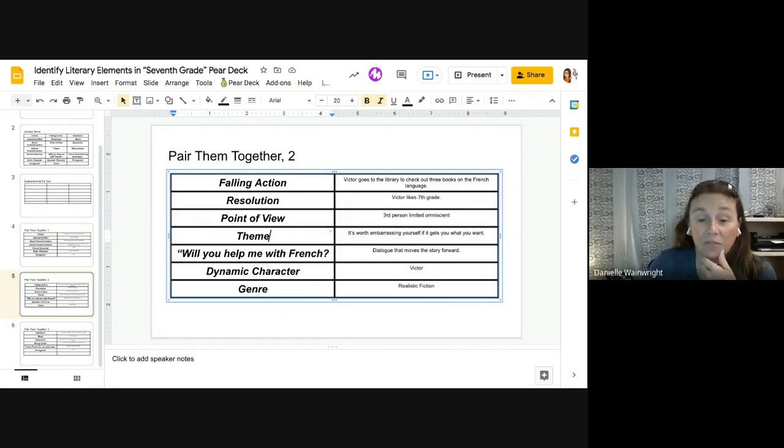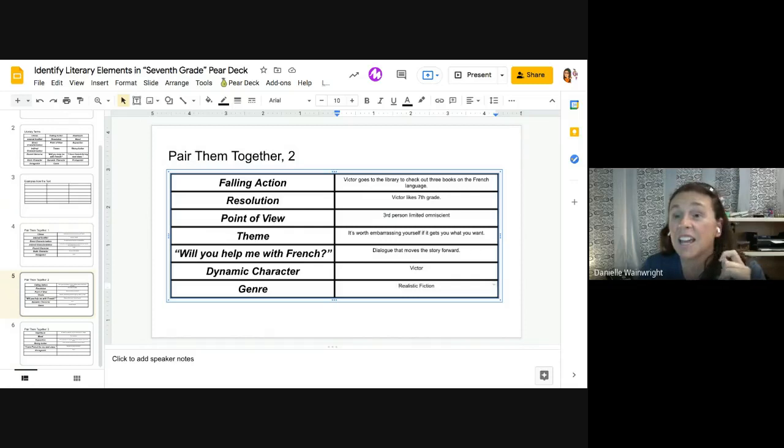"Will you help me with my French?" That's dialogue that moves the story forward, because it's not just any old piece of dialogue. This is what gets us to the climax, which is him getting what he wants, which is time with Teresa. A dynamic character, again, that's someone opposite of static. It's a character who changes, they're dynamic. That's Victor. The genre is realistic fiction. So it's fiction, but it's very realistic. It could happen.